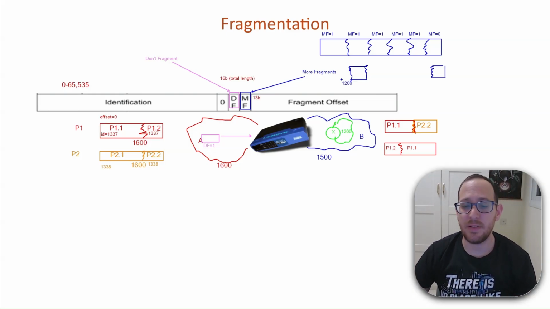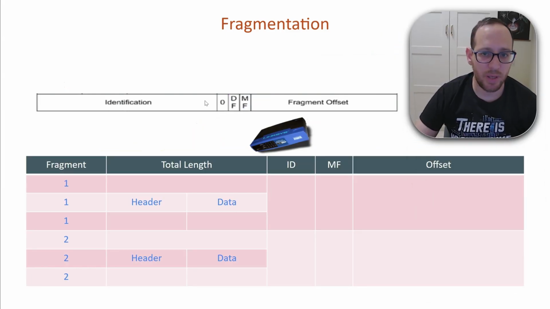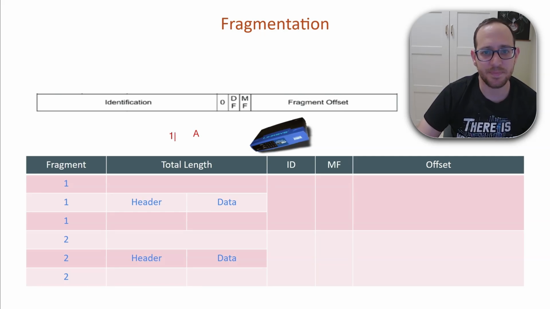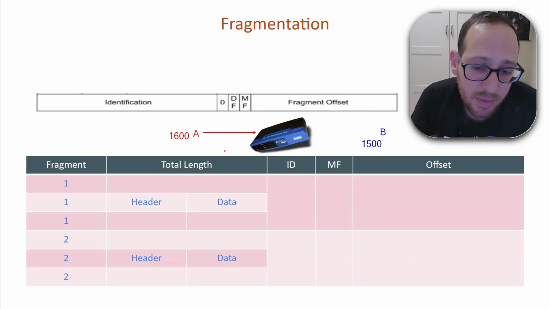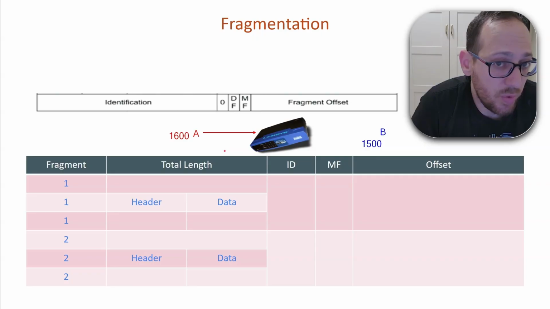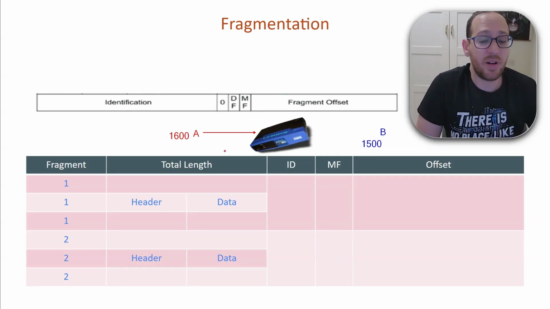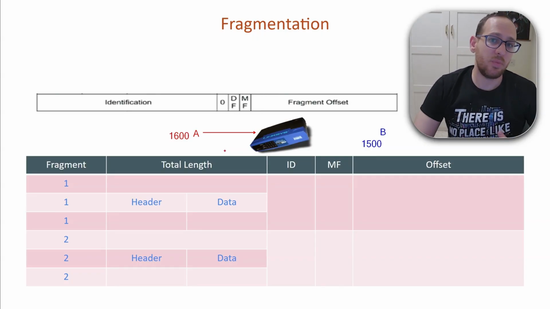Let's say that we have this scenario where we have, again, A sending a packet to B. So we have A, and the network that A is attached to has some MTU, let's say 1600. And B is actually Ethernet with an MTU of 1500. And A is going to send the packet to the router with 1600 bytes. And now we want to know what the router would do, what the fragments would look like.